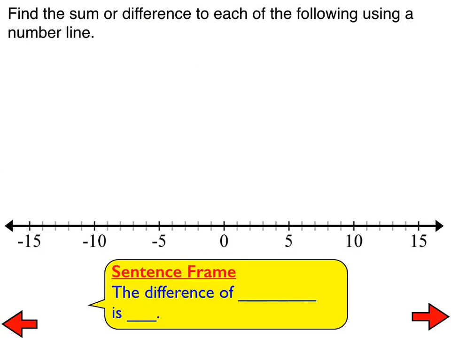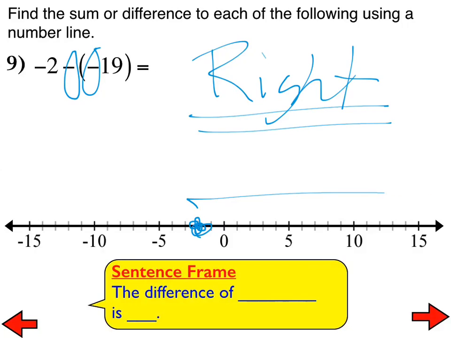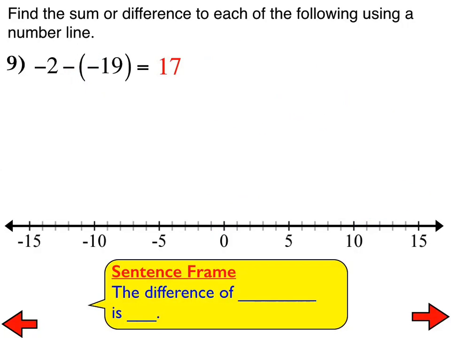All right, for number 9, you are supposed to start at negative 2, which is right there. And then this tells you to go left, but then this says no, turn around and go to the right, or in the positive direction. So you're going that direction 19 places. And that would leave us at 17.